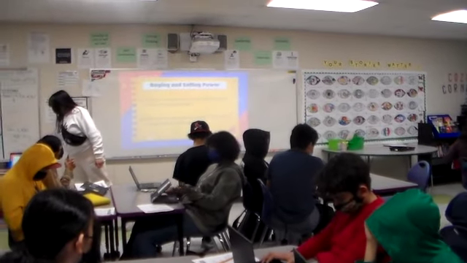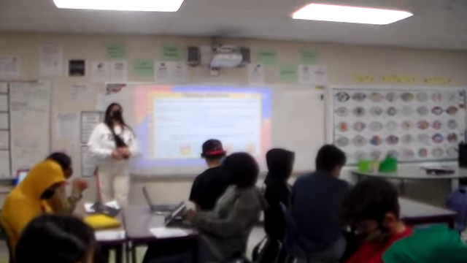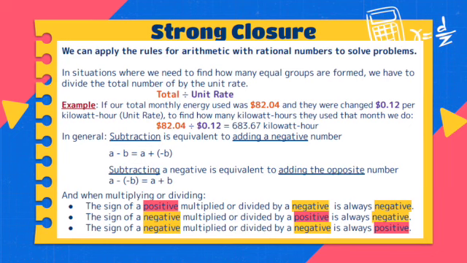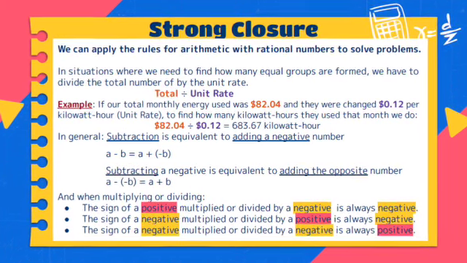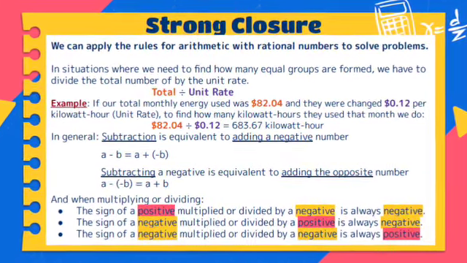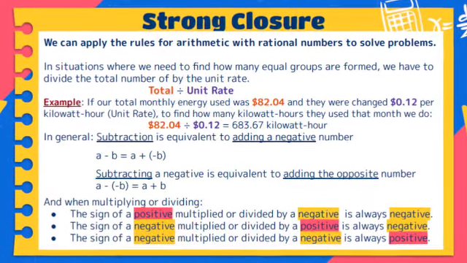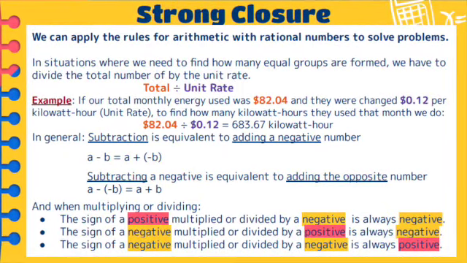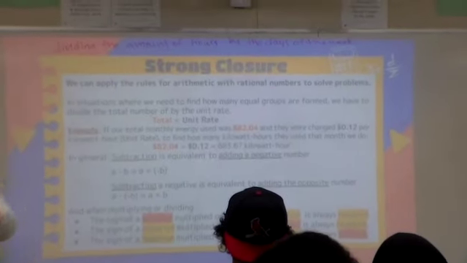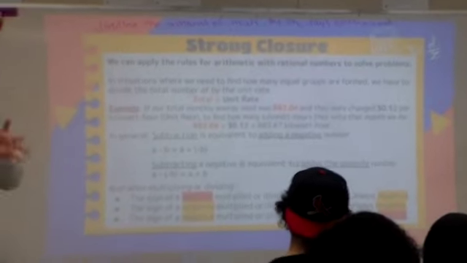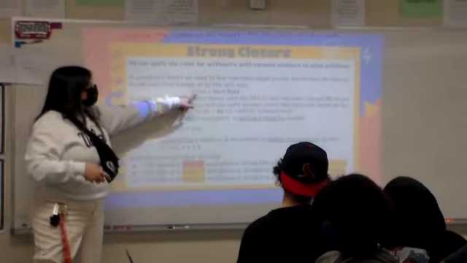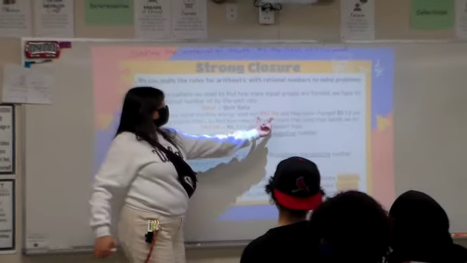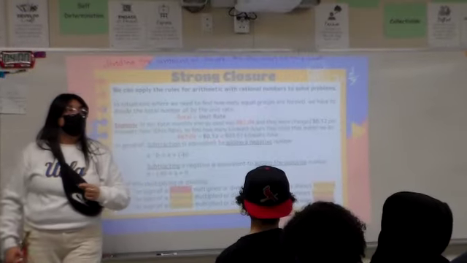So for today's lesson, our main takeaways. I do need those Chromebooks, half mask, and eyes up here. The main takeaway for today's class is that we can use adding, subtracting, multiplying, and dividing positive and negative numbers in order to solve real-world problems. In situations where we need to find how many equal groups are formed, we have to divide the total by the unit rate. That's what all of you did today. You took the total amount of energy that you used and divided it by how much they were charging you per hour.